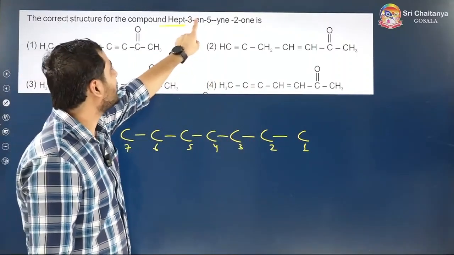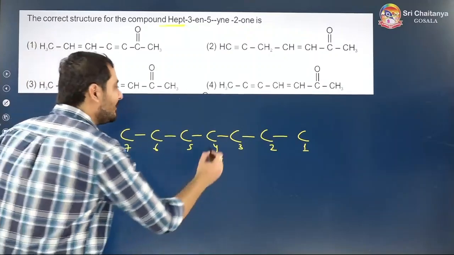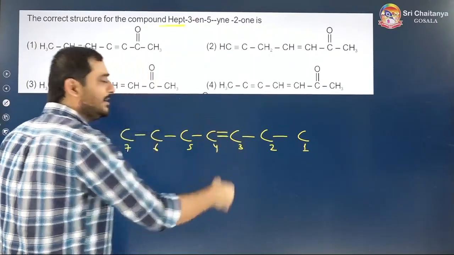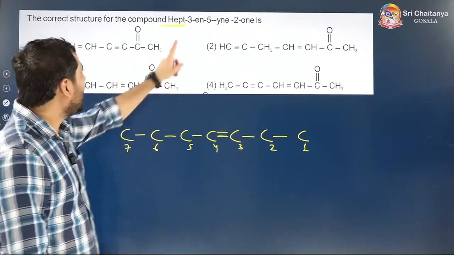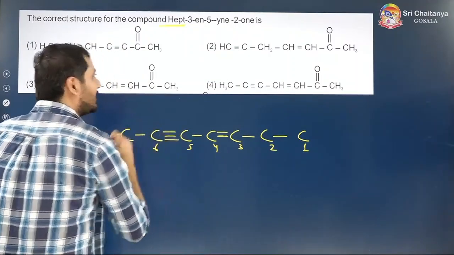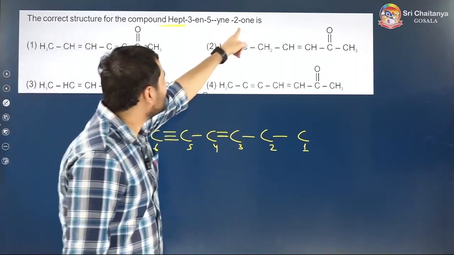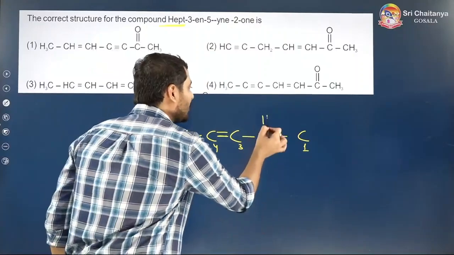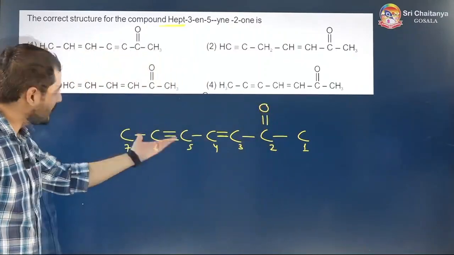Now at the third position, what is written? Ene. Ene means double bond. So at the third position, what is present? Double bond. Clear? After this, at the fifth position, what is written? Ine. Ine means triple bond. So at the fifth position, a triple bond. Now at the second position, what is given? On. It means ketone is present, so a double bond to oxygen. So this is the structure.